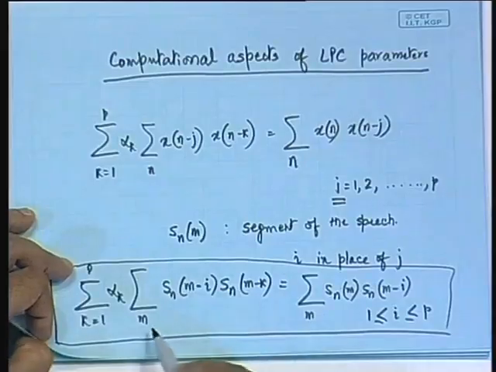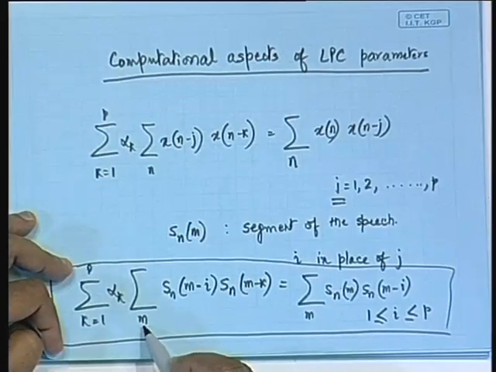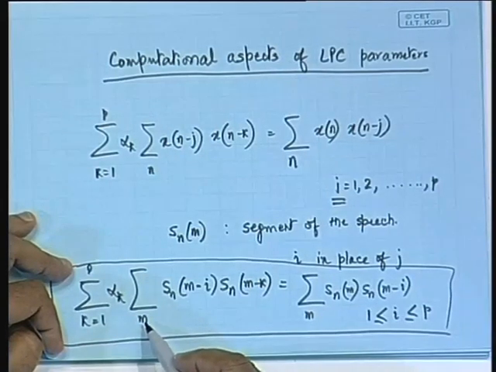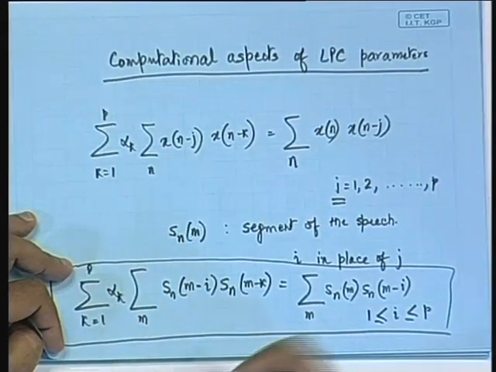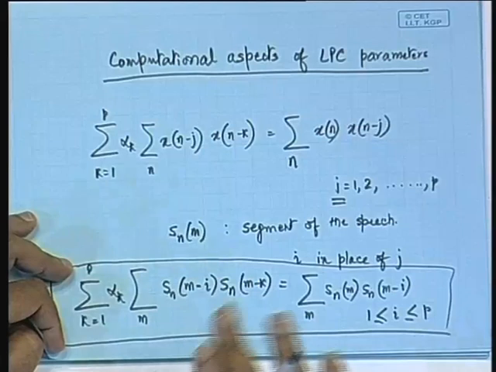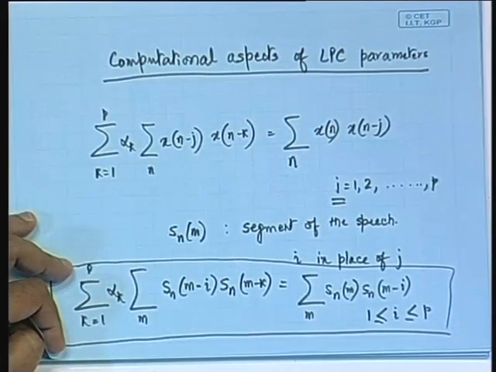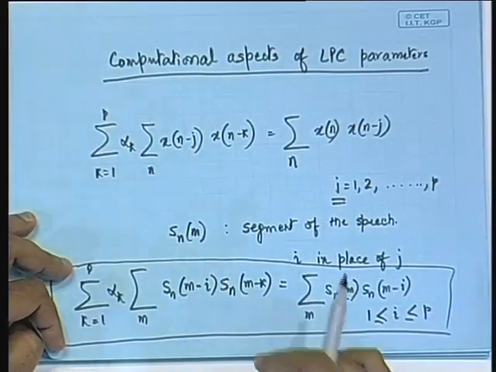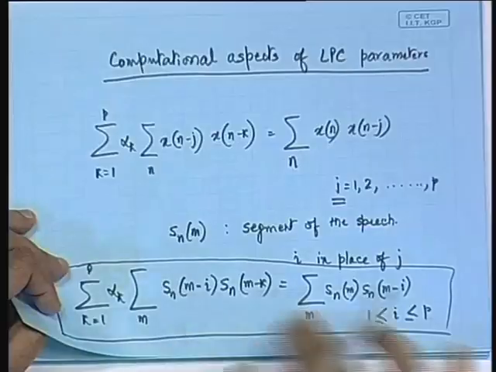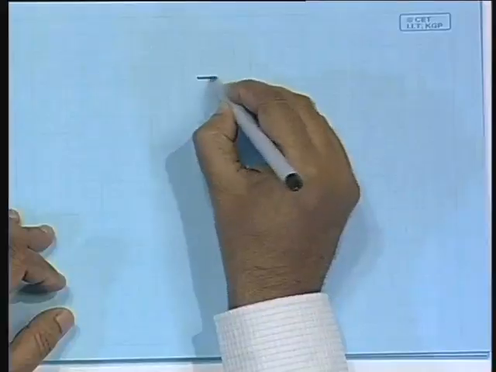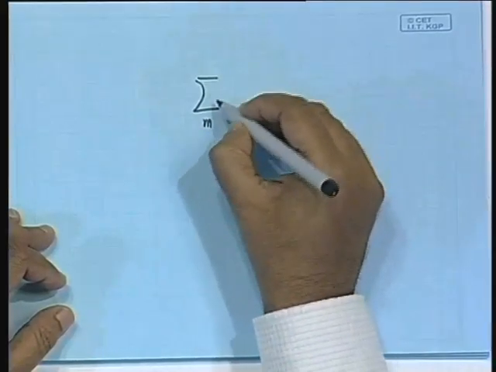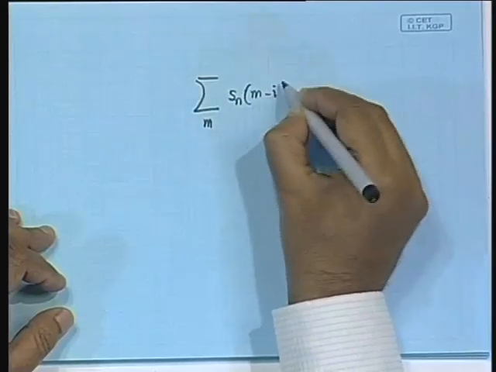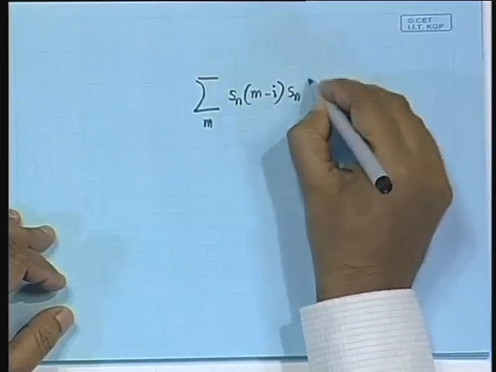Now you just note one thing: we are writing summation over m, which means that explicitly we are not specifying the limits of the summation. We have kept the limit open ended. We will specifically put the limits when we go into the specific approach of computation. So right now let us leave open ended limits of m in the summation, and we define the quantity summation over m of Sn(m minus i) multiplied by Sn(m minus k).